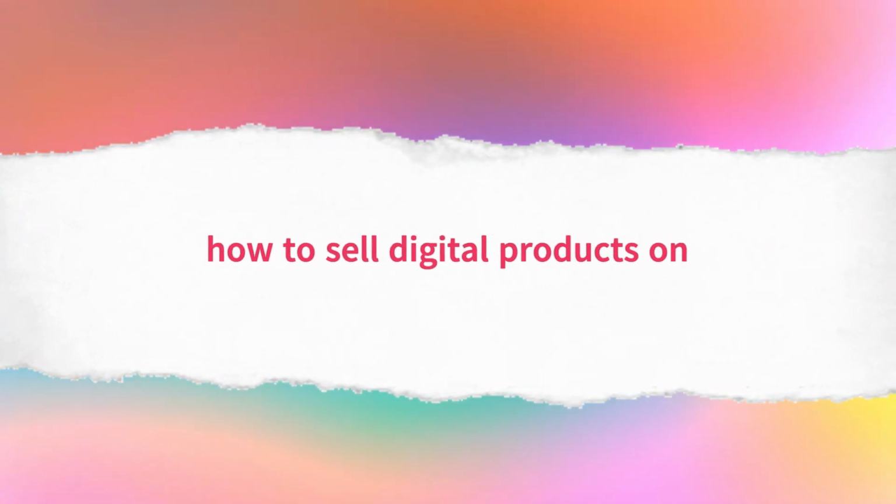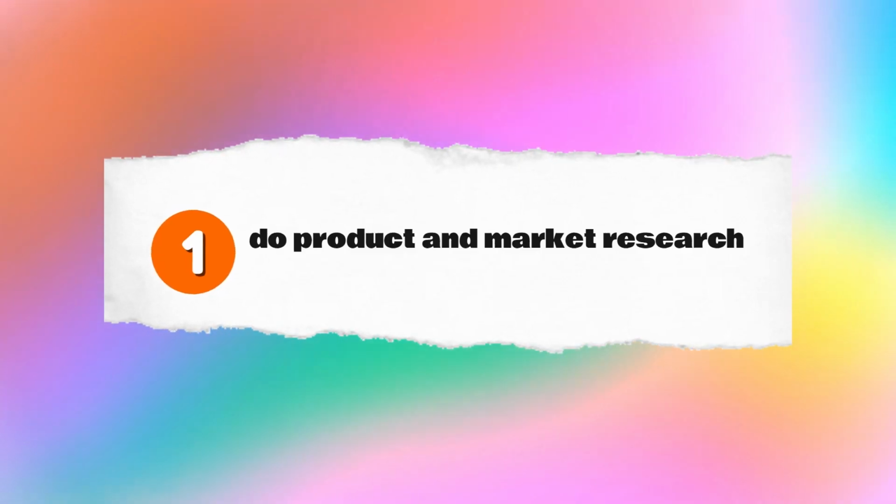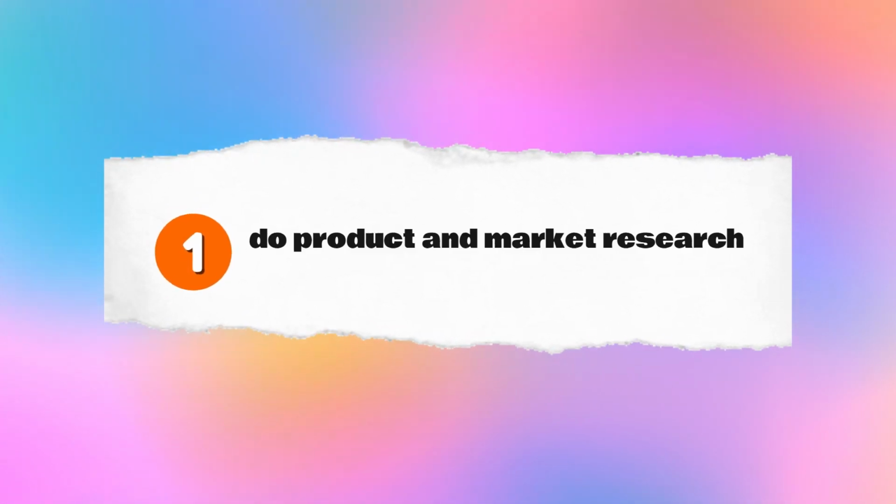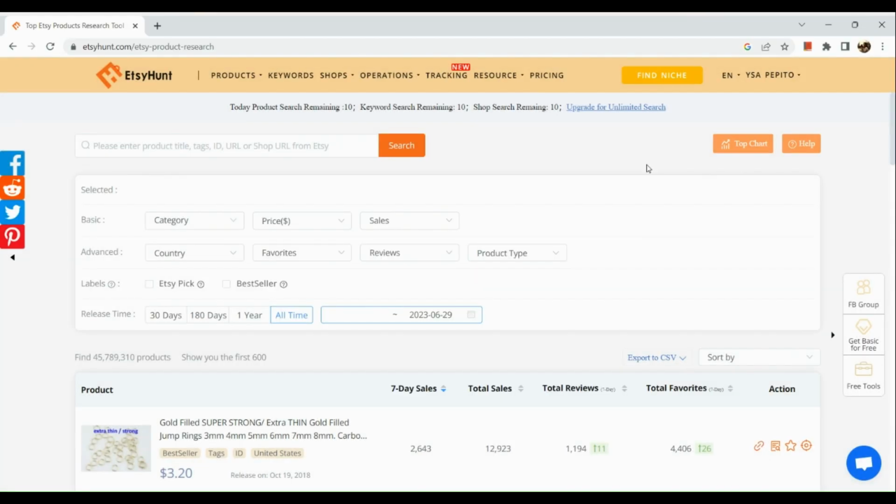So, in today's video, we're going to talk about how to sell digital products on Etsy. There are actually 4 steps on how. So first is do product and market research. In order for you to do that, you can actually go to this website, which is etsyhunt.com.